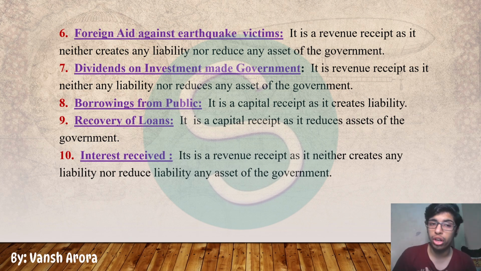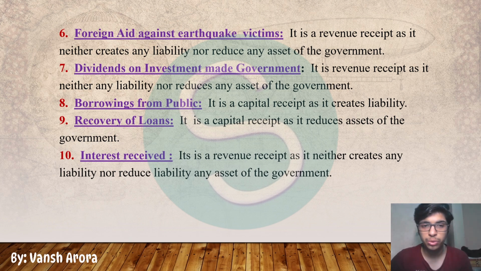तो जो ये foreign वाला aid वाला था, आपको पैसा मिल रहा है. Is it creating any liability on you? Like you being the government, is the foreign aid creating any liability on you? No. Is it reducing your asset? No. So this means that this is the condition of revenue receipt. The foreign aids against earthquake victims will be considered as a revenue receipt.